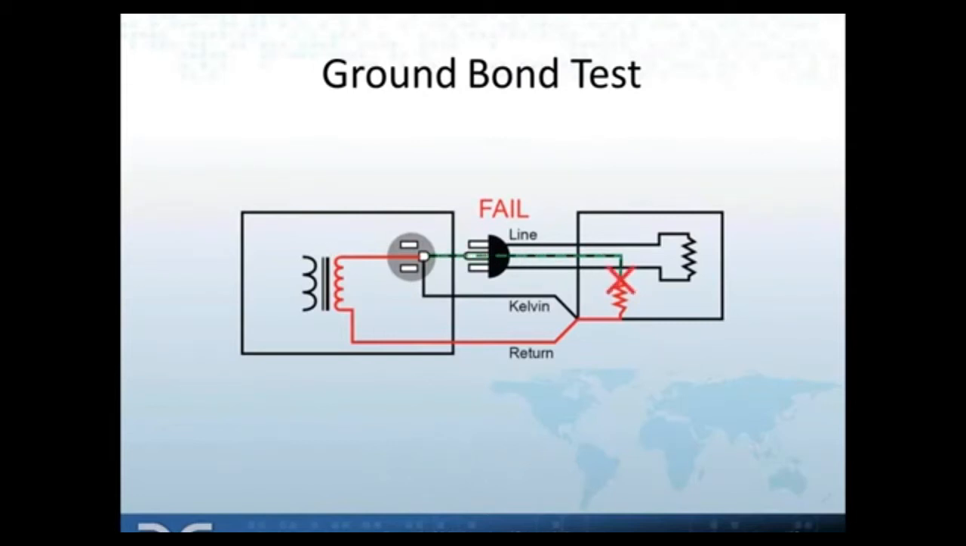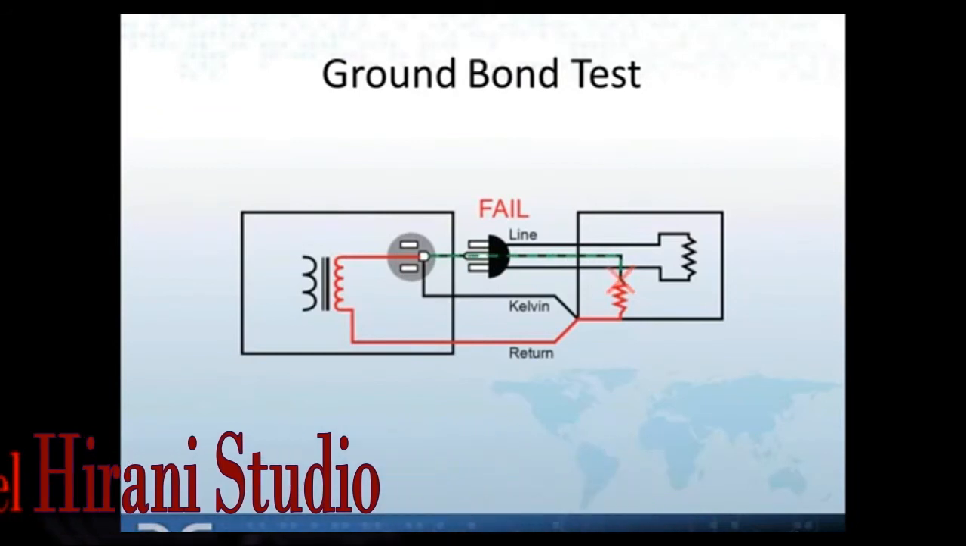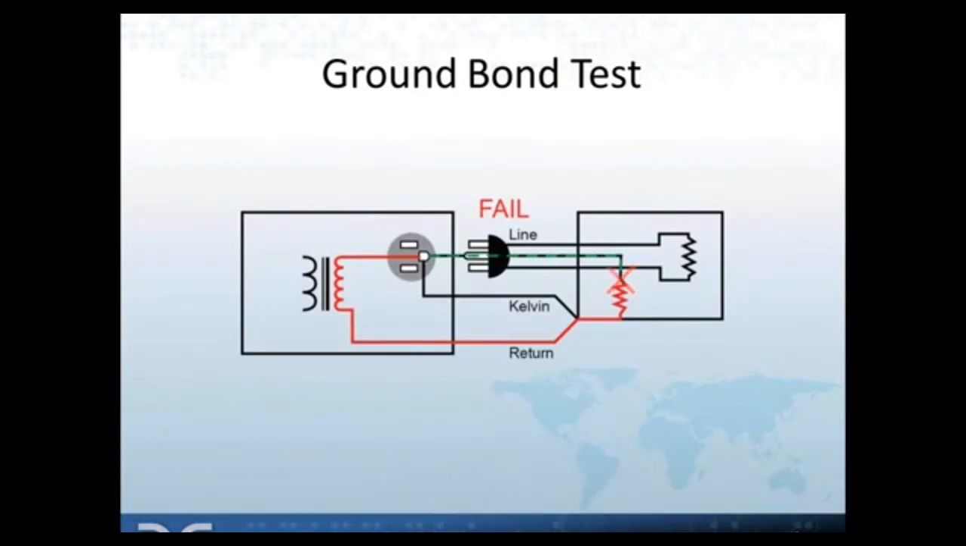Here's another diagram for ground bond test in a fail mode. This is showing that the ground bond test has detected that the ground of a product is not good enough for handling any fault currents.